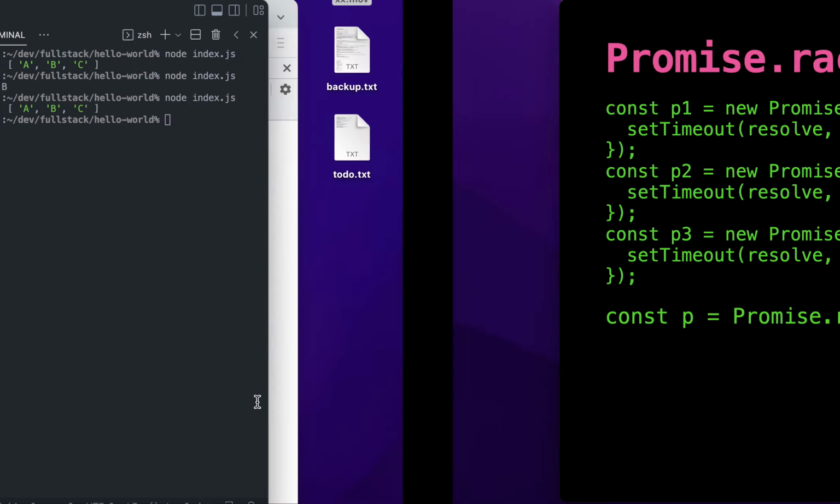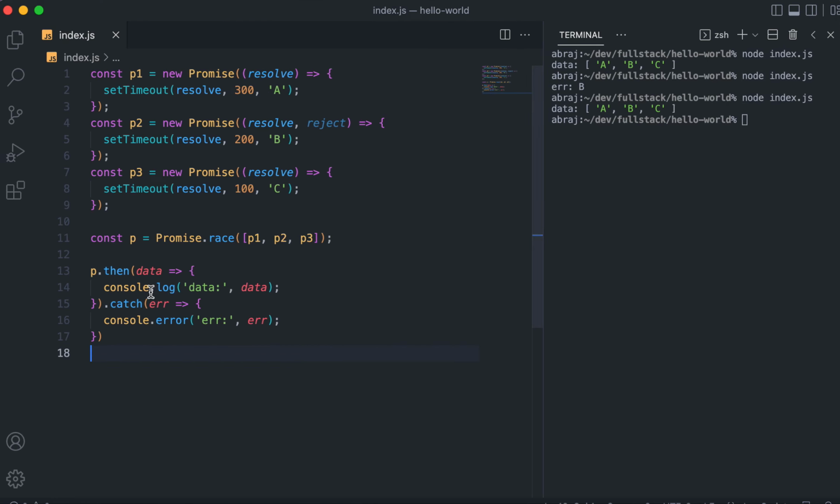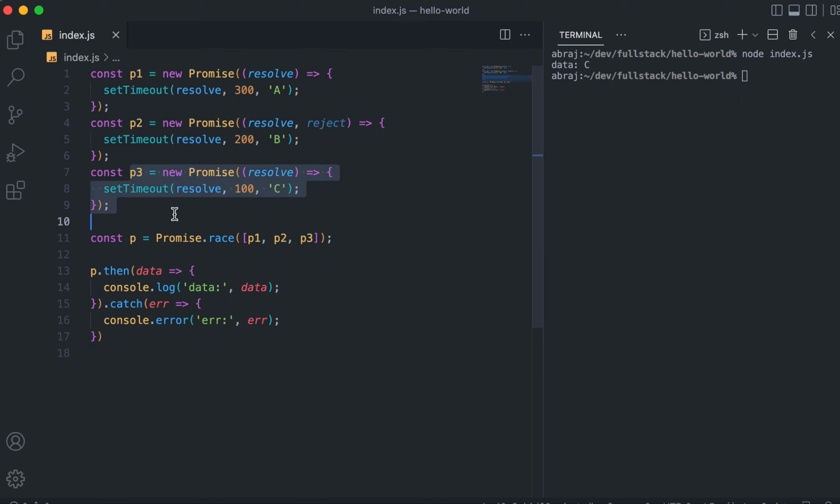If you are using race, then what happens is that this P will resolve or reject with whatever the first encounter of settlement happens. First encounter of settlement here is C, right? C, because it is 100 milliseconds, and this is 200, 300. So obviously the first settlement will happen of P3. And what type of settlement? That is a resolution, not rejection, right? That's why it is coming in this then part, data C, right?